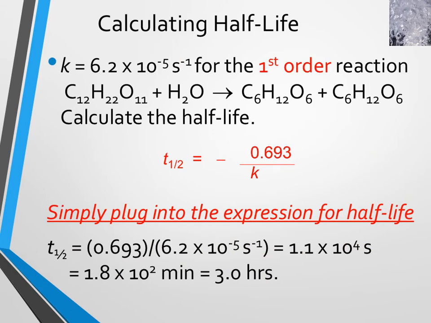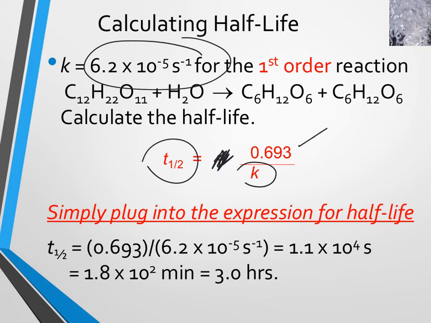So here's a sample calculating half-life for a first order reaction. Very, very simple. Let me go ahead and get rid of this negative sign. If you remember from the last slide, I should have eliminated that in the last step of that derivation. So basically, half-life is simply inversely proportional to the rate constant for a first order process. So if you're ever given the rate constant, it's just 0.693 divided by it.